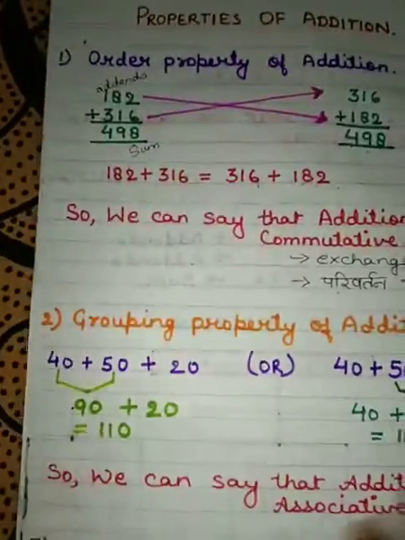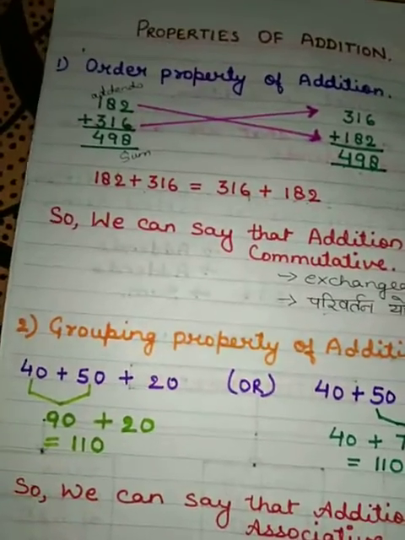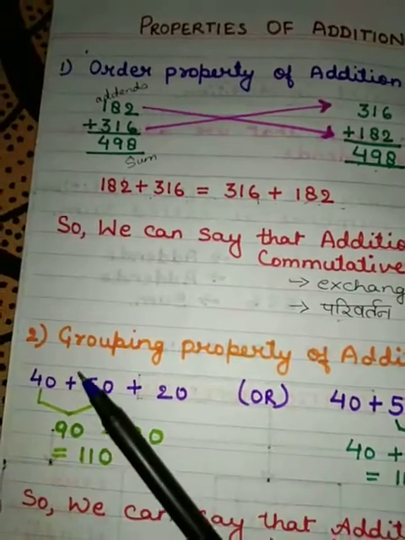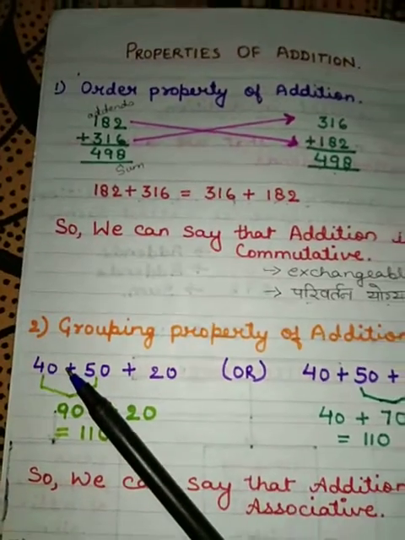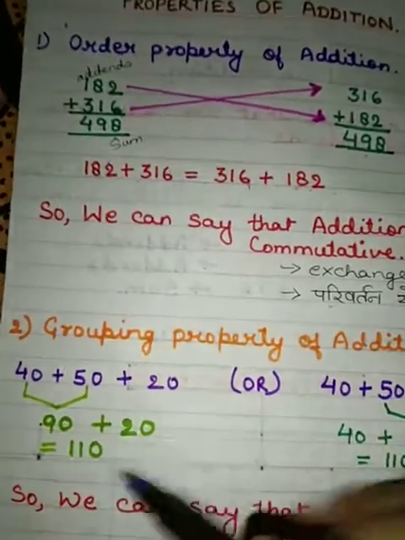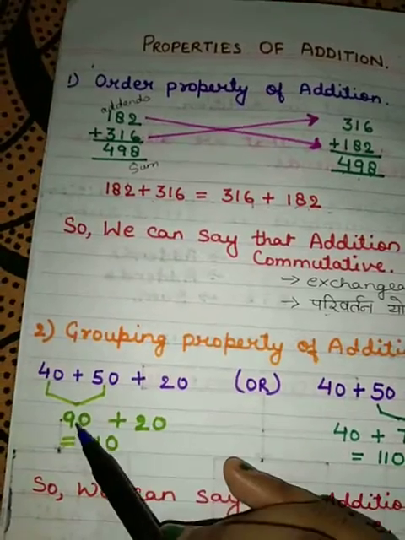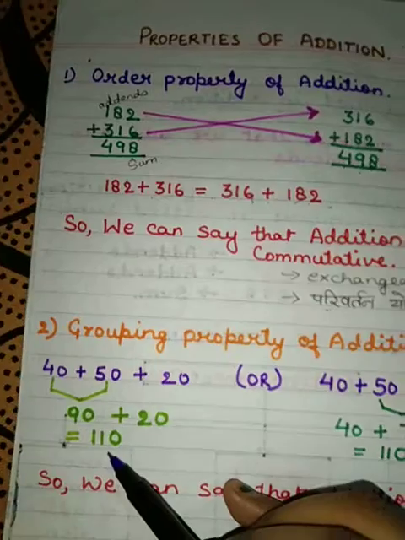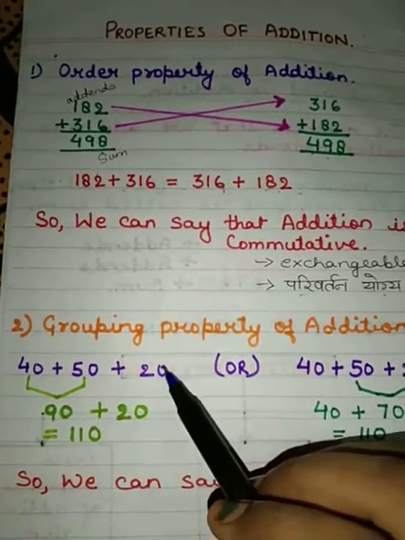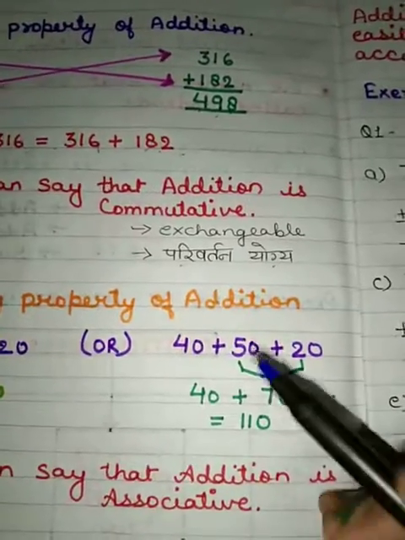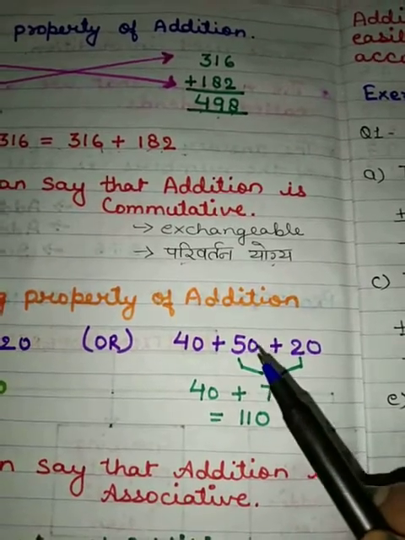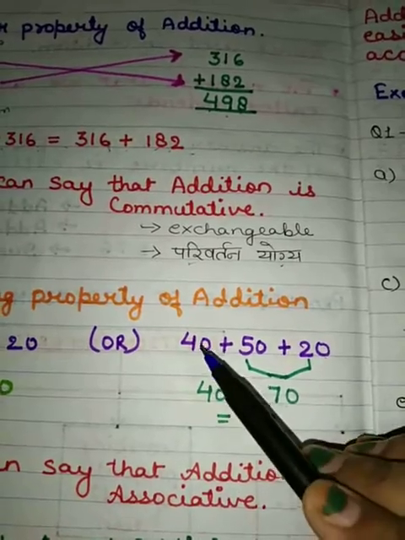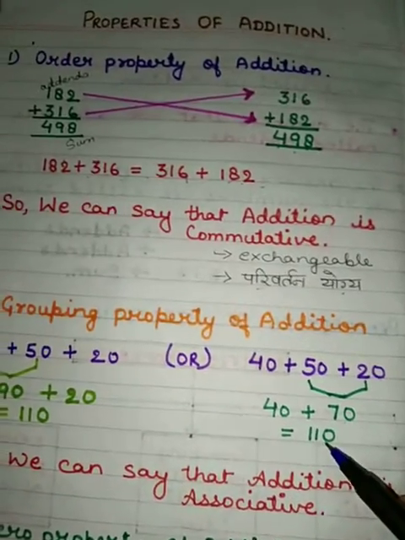सेकेंड इज ग्रुपिंग प्रॉपर्टी ऑफ एडिशन. सो if three addends are given, in this example you can see 40 plus 50 plus 20. If we add 40 and 50 first, 40 plus 50 is 90, and 90 plus 20 is 110. If we change the grouping and first add 50 plus 20, that is 70, and 40 plus 70 is also 110.